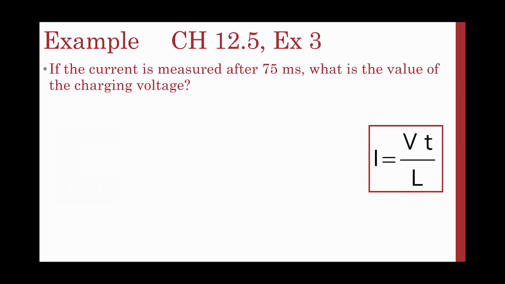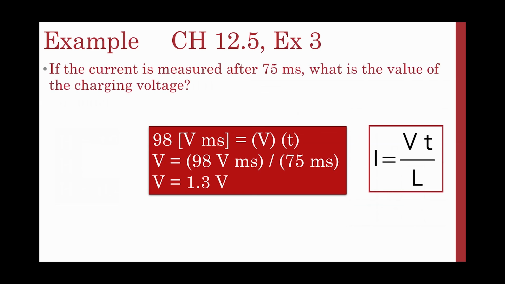What is the current measured after 75 milliseconds, and what is the value of the charging voltage? So we have 98 volt milliseconds is equal to voltage times time. So our voltage is equal to 98 volt milliseconds divided by 75 milliseconds. So our initial charging voltage is 1.3 volts. So this is an example of how to look at some power relationships and how to gain information from a graphical plot of a system that we were looking at.